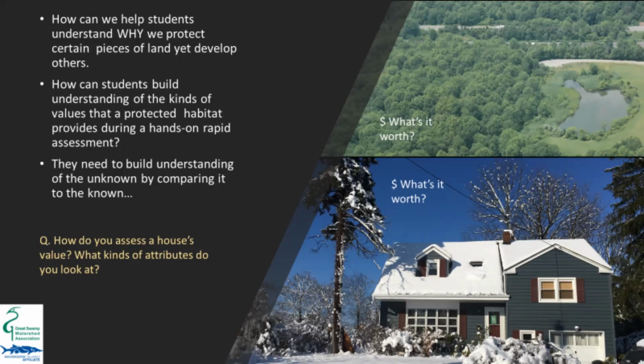So we're looking to build understanding of the kinds of values that open space provides. If you have a house, what's it worth? How would you assess the house's economic value? And what kinds of attributes are you looking at? So for example, with a house, they might be looking at location. They're looking at the desirability or the uniqueness of the neighborhood, the connection to other amenities. And in assessing natural habitats and natural areas, we're doing things in a very similar way.